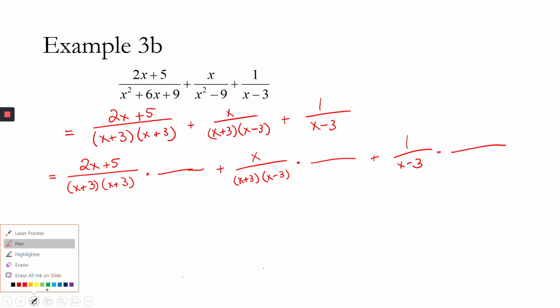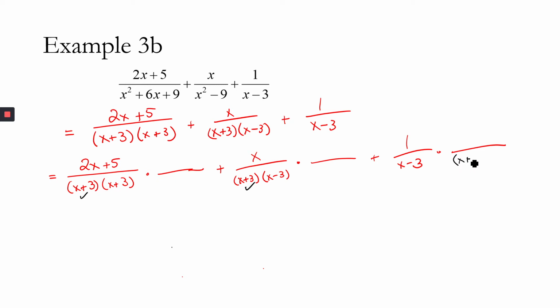All right, let's go through and check our factors. First, I see an x plus 3 here. I see an x plus 3 there. I do not see an x plus 3 here, so it needs x plus 3 top and bottom. I see another x plus 3, so it needs an x plus 3. It needs an x plus 3.